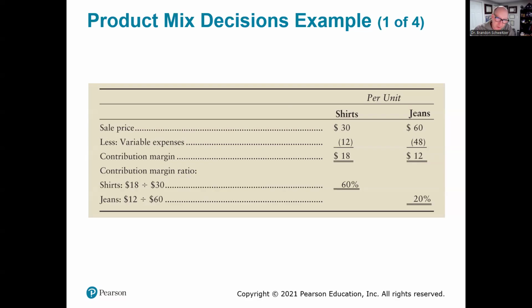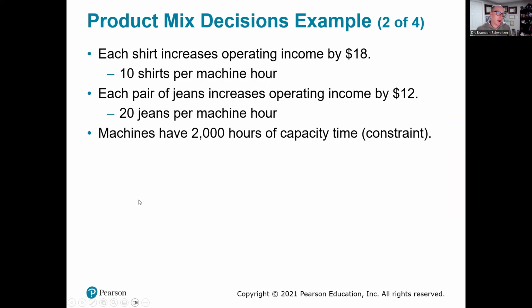Contribution margin ratio, as you know, is the contribution margin over the sales price. And so it's 60% for shirts and 20% for jeans. So we need to make the decision, should I make more jeans or more shirts? Yes, that's a great question. Sometimes we need to shift our operation, and oftentimes we base that off of our contribution margin ratio for each unit.